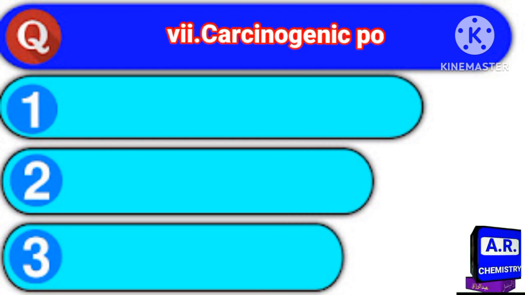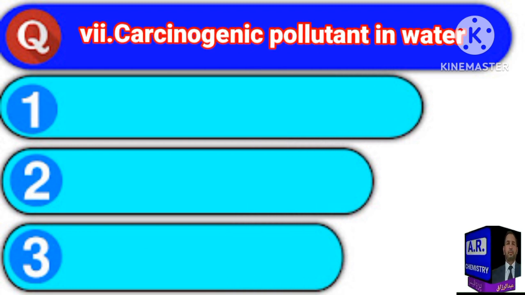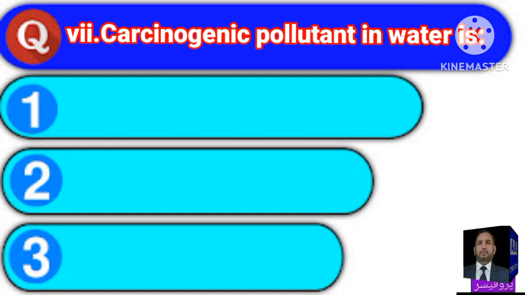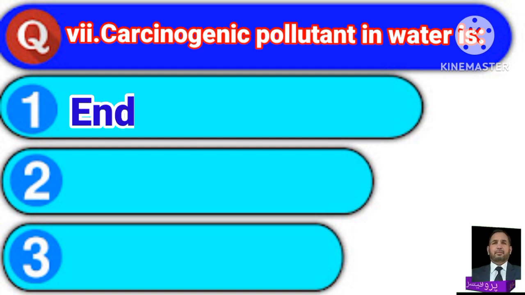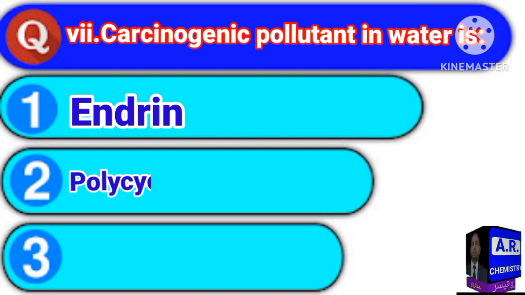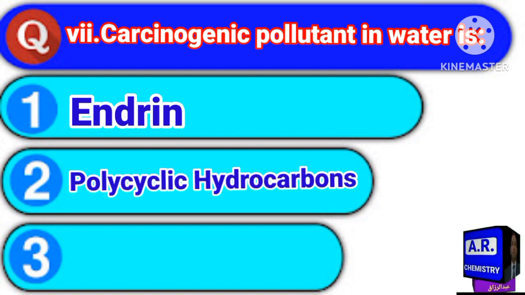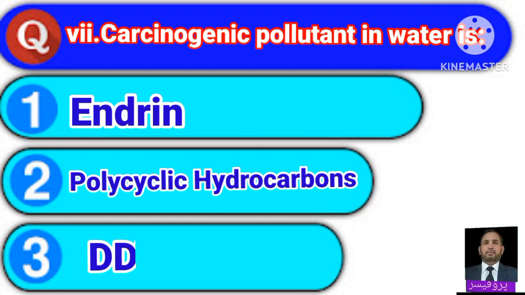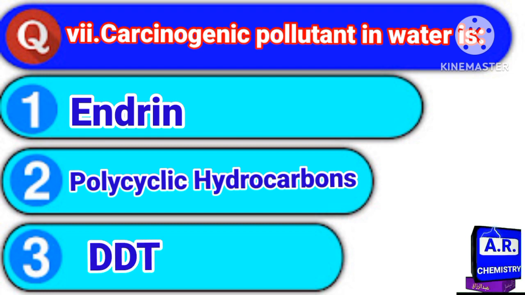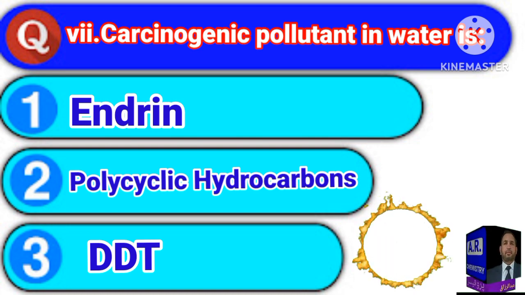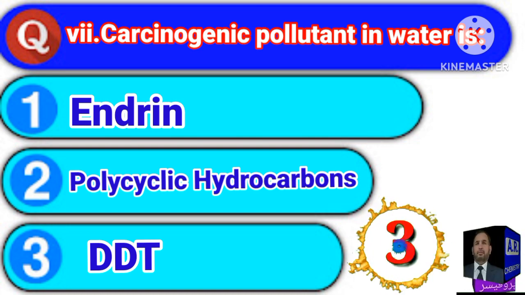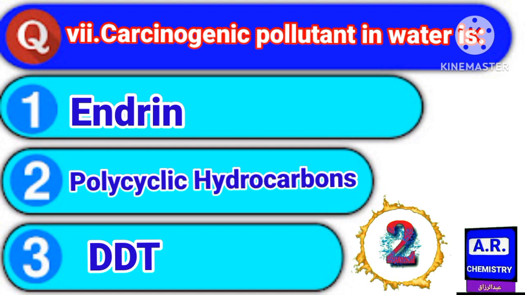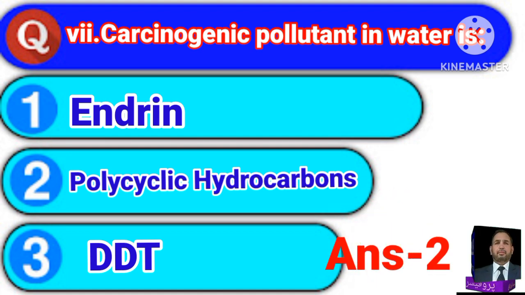Next question is question number 7. Carcinogenic, cancer causing, pollutants in water: number 1, endrin, number 2, polycyclic hydrocarbons, and number 3, DDT pesticide. Please pick the right one. Yes, it is option number 2, that is polycyclic hydrocarbons.